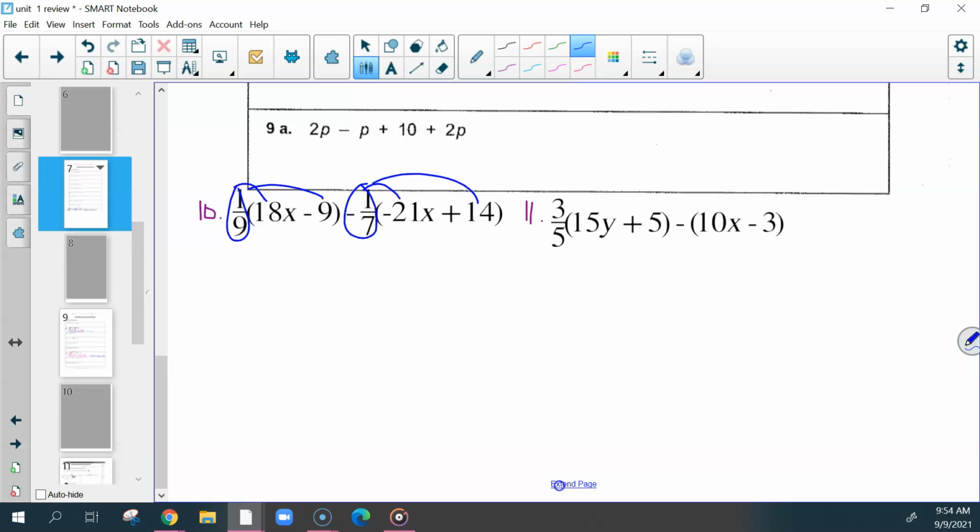18x divided by 9 would give us 2x. Negative 9 divided by 9 is negative 1. Negative 21 divided by negative 7 would be positive 3x. 14 divided by negative 7 would be negative 2. Most, if not all of the time you see fractions like this, they'll simplify to easier, nicer numbers.